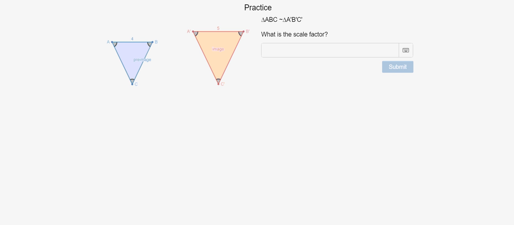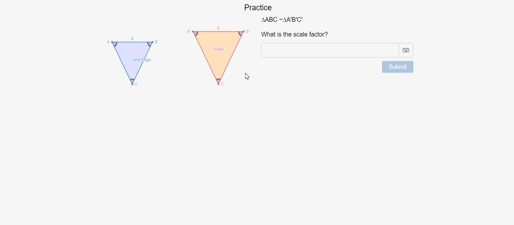Here we have a new set of triangles. Again, we're trying to determine the scale factor. And if you look at the tick marks of the triangles, they're saying that you have 3 angle pairs that all happen to be the same measurement. Remember, we call these equilateral triangles. So we know the angle measurement for each of these angles would have to be 60 degrees.